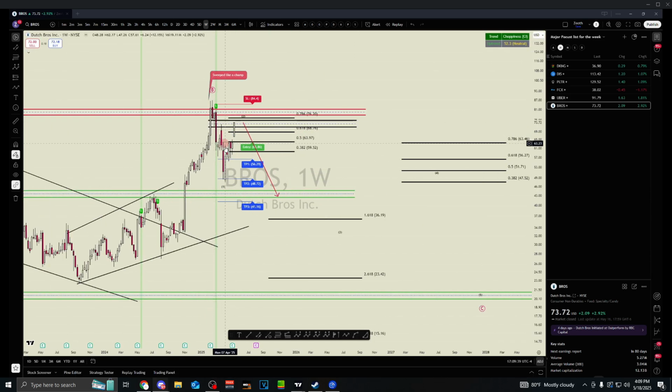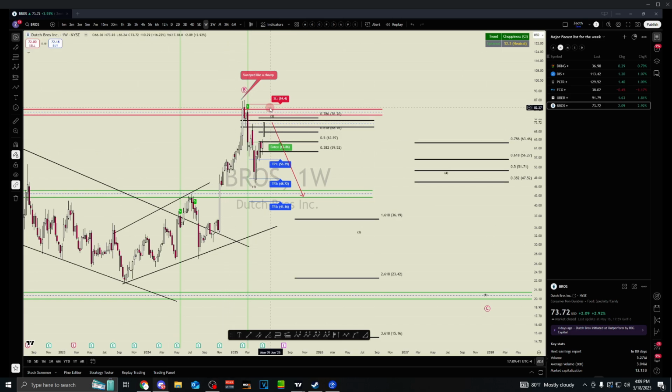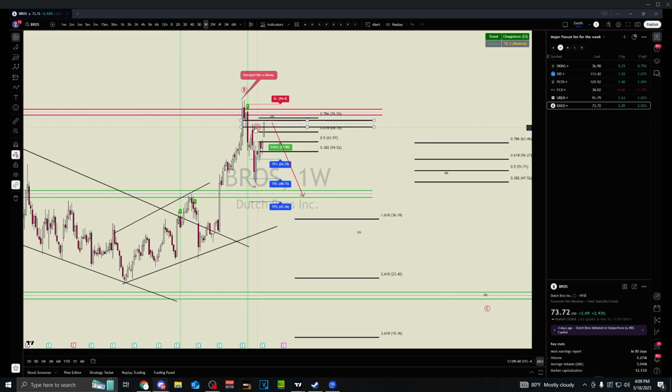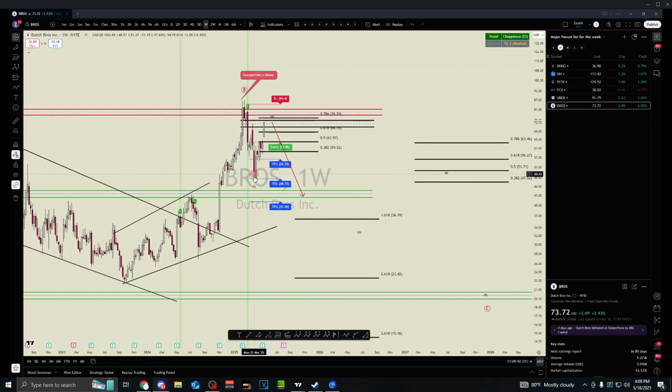So first things first, it was a second wave to the offside and almost near the zone, right? And second thing, we're almost at the zone where there was a huge imbalance and where we got nice rejection on the first wave down, right? So for me, if I'm taking a short trade on it, that's why I was saying, hey, wait for it. I need to see some reaction over here, so that, okay, this zone is done.